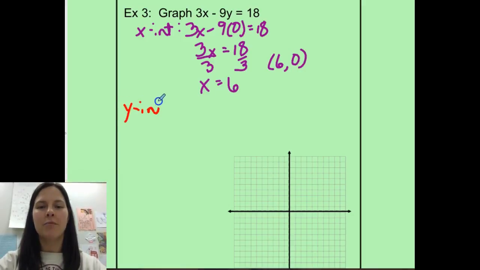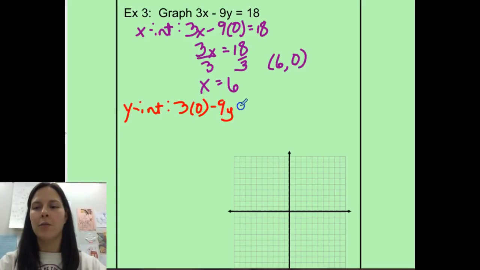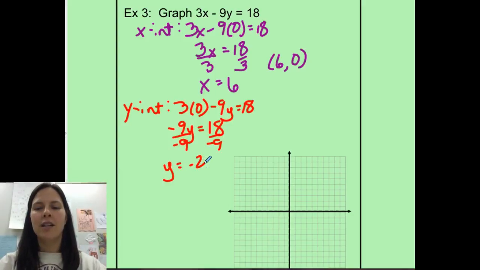Finding our y-intercept, we'll replace x with 0 and solve for y. 3 times 0 is 0, not losing that negative sign in front of my 9. When I divide both sides by negative 9, I get y equals negative 2. So I substituted 0 for x and solved to get negative 2 for y. Plotting those on my graph, this time I had a positive 6, 0 for my x-intercept, and 0, -2 for my y-intercept.